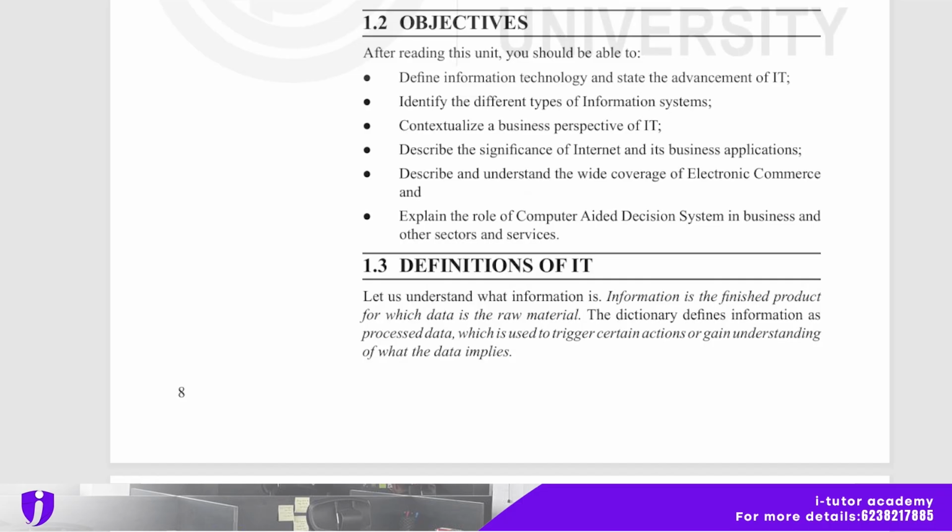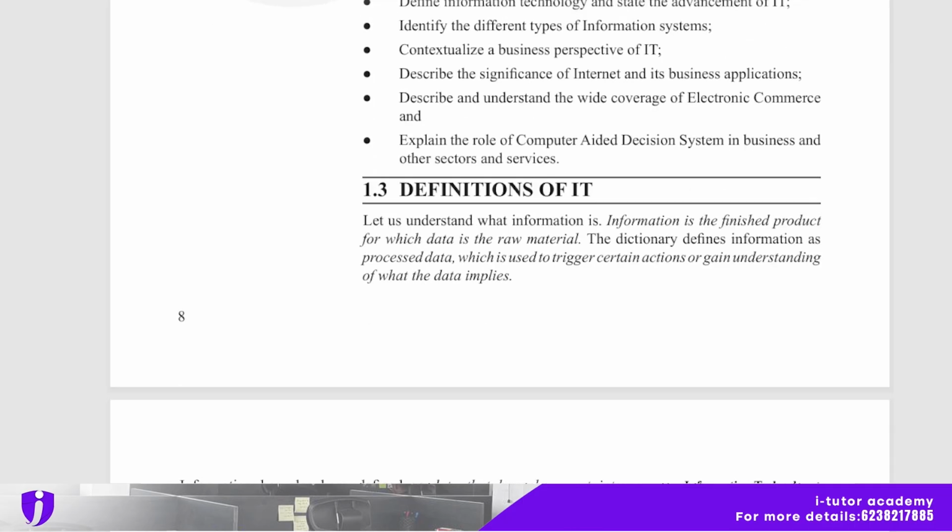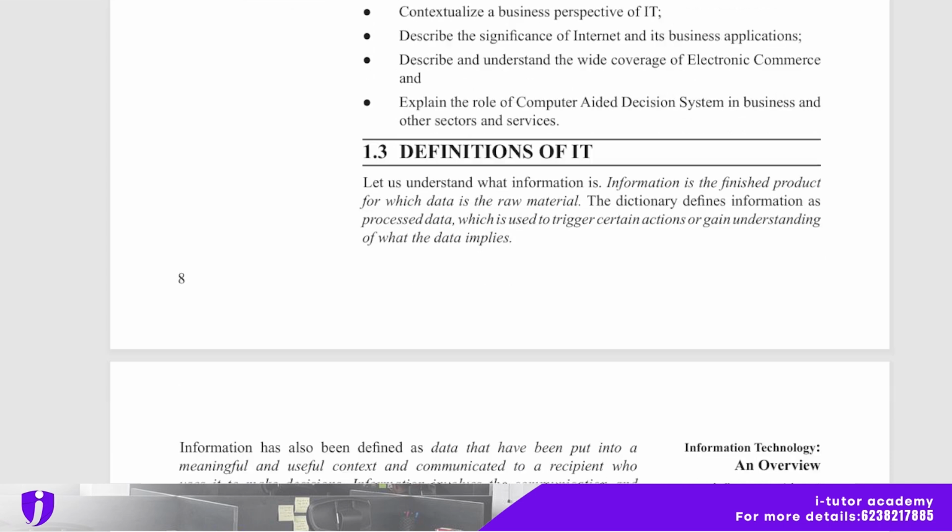So the objectives of this unit are: after reading this unit, you should be able to define information technology and state the advancement of IT, identify the different types of information systems, contextualize a business perspective of IT, describe the significance of the internet and its business applications, describe and understand the wide coverage of electronic commerce, and explain the role of computer aided decision systems in business and other sectors and services.